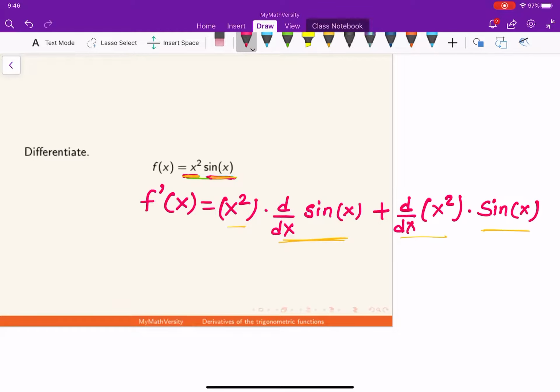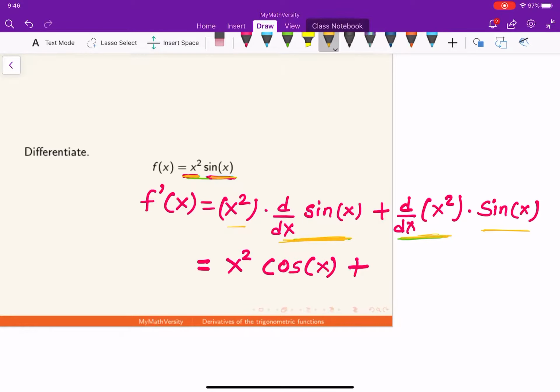But there is still something left: we have not figured out the derivative of sine x, and we have not figured out the derivative of x squared. We need to figure those out, so let's write that down. This is then equal to x squared, written as it is, multiplied by the derivative of sine x. What is the derivative of sine x? Cosine x, right? So let's write that down. It is cosine x plus the derivative of x squared.